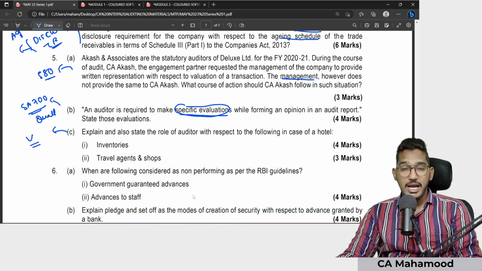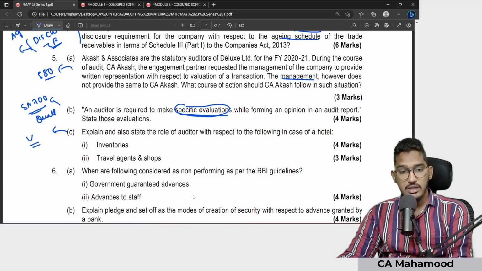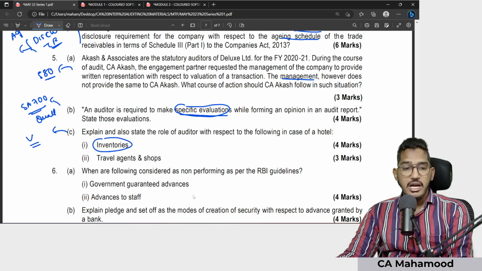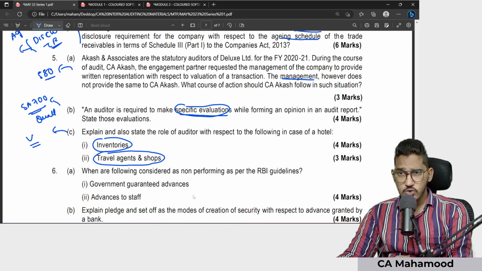They are asking you to write, in the audit of a hotel, how you will verify inventory and what things you will try to verify regarding travel agents and shops. So what things will you try to verify regarding inventory of a hotel.